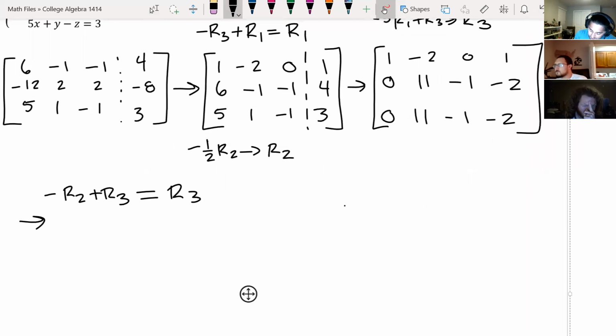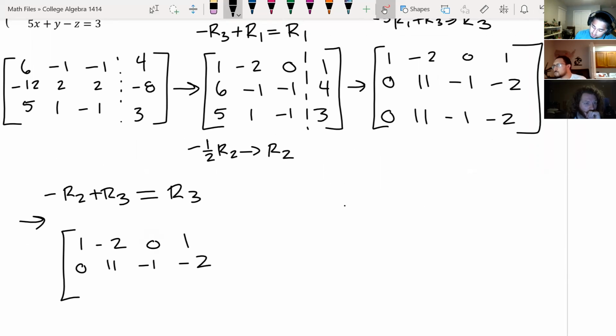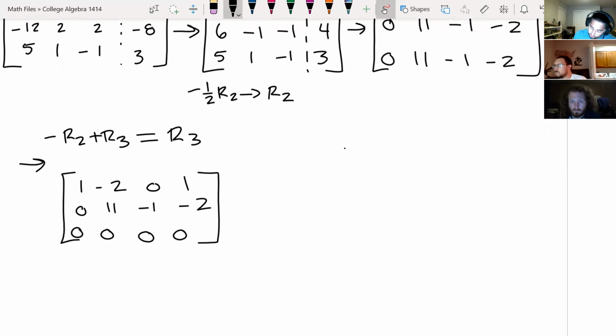And this means I get the top one the same. 1, negative 2, 0, 1, 0, 11, negative 1, negative 2, and then 0 minus 0 plus 0 is 0. Negative 11 plus 11 is 0. Positive 1 plus negative 1 is 0. And positive 2 plus negative 2 gives me 0. All right. Now we see that we have zeroed out a whole row.